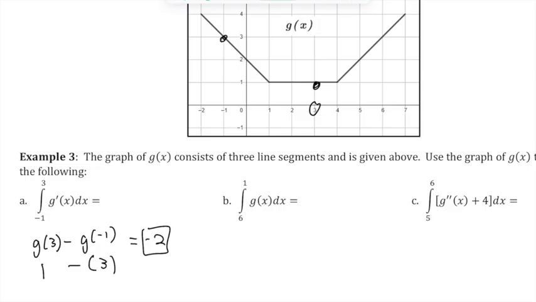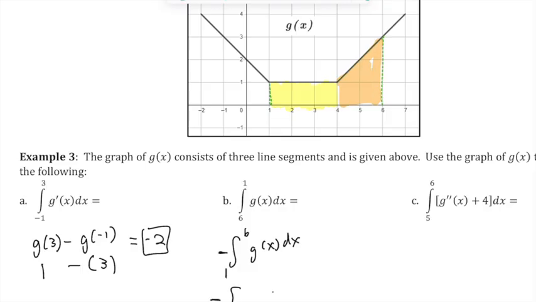So moving on to part B. Now we do need to switch these boundaries around, make it negative. Now what does this mean? This means take the area under the curve from 1 to 6 of g of x. So the area from 1 to 6 gives us this rectangle in yellow and this trapezoid in orange.